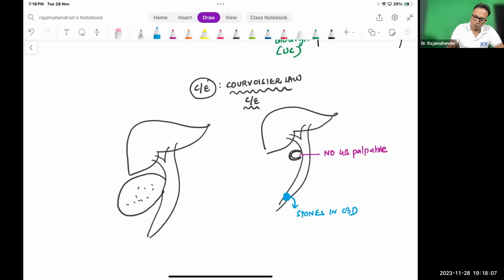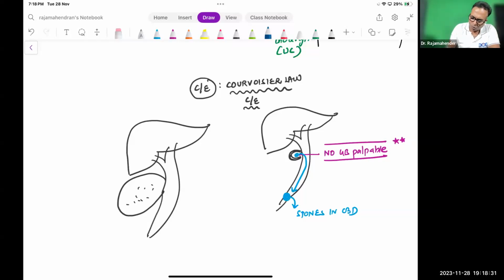It is because the stone would have come from the gallbladder to the bile duct and caused this obstruction. So it is stones in the bile duct. There is no gallbladder palpable. Please don't forget this point. No gallbladder palpable, there is a stone in the bile duct. This is one reason. Why is the gallbladder not palpable in stone disease?